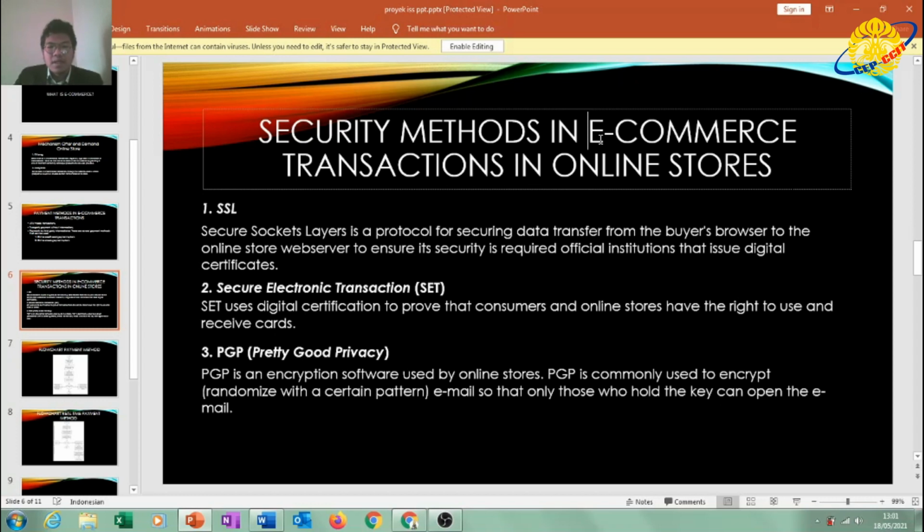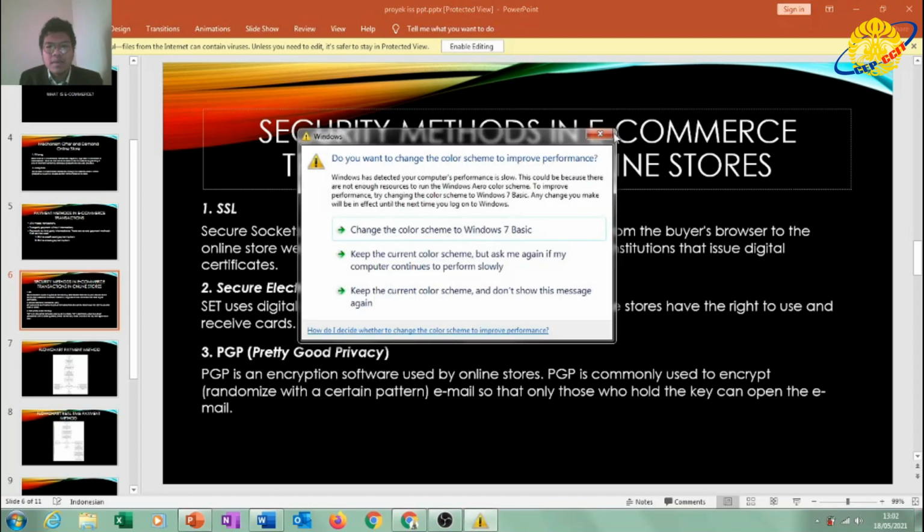The buyer can use the public key to encrypt the data, and then the owner of the public key, which is the online store, is the only one who can access the data. The thing is that only the original private key can open what the public key encrypted.